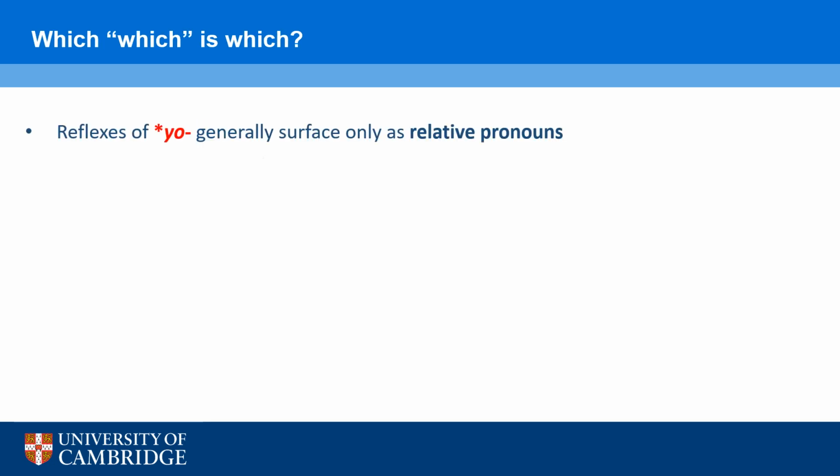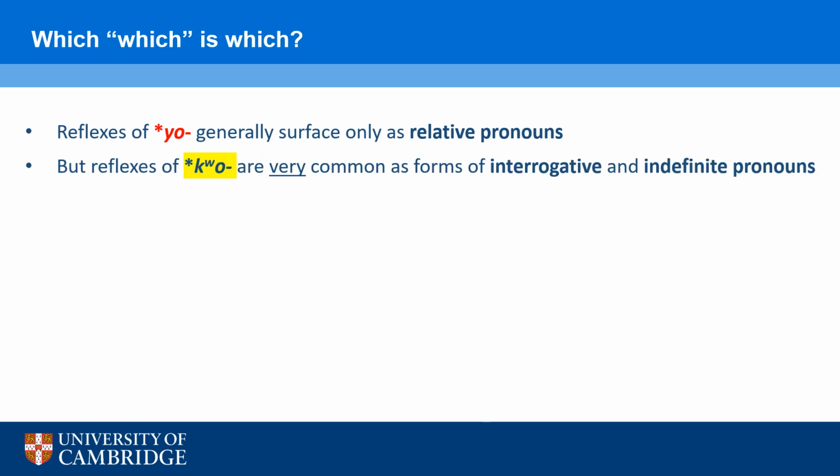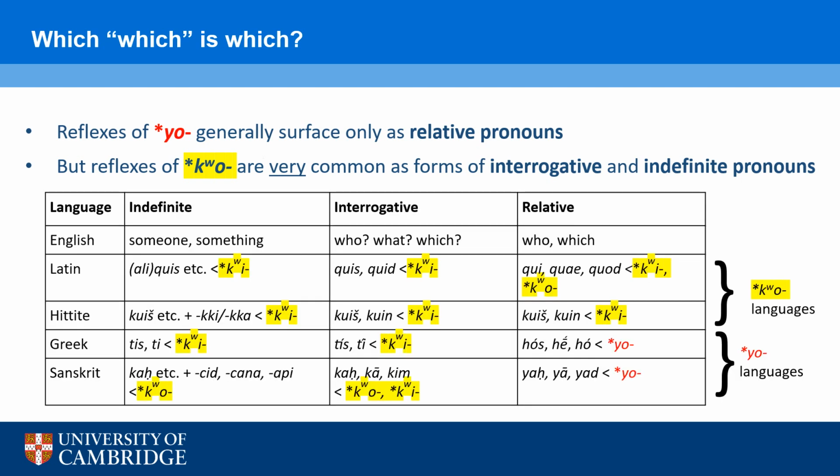An observation that has guided many authors' work is the fact that the reflexes of Proto-Indo-European ya surface only really as relative pronouns, whereas qua is all but guaranteed to be the ancestor of the interrogative pronouns and often the indefinite pronouns. So I'm afraid you've got 2 more types of pronoun to bear in mind, but hopefully you can see what each one does from this table. The interrogative pronoun asks the questions, the indefinite pronoun gives you the something, someone, anything, anyone meaning. As you can see, in the qua languages you get basically the same form of the pronoun for all 3 uses with some minor additions.